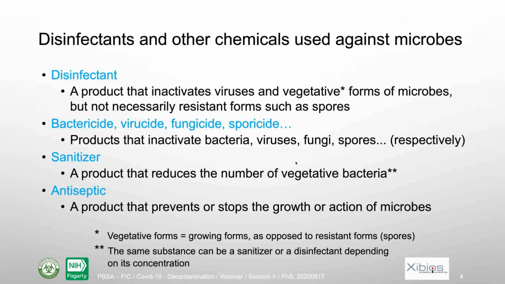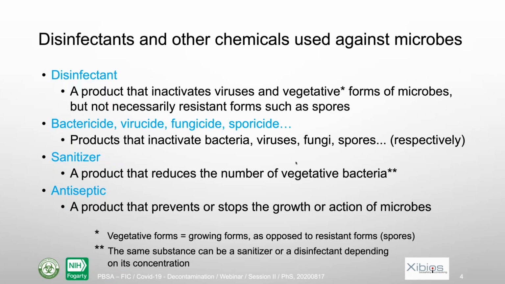So chemical decontamination, I will start again with some definitions that will remind you more or less of the ones we gave during the first session. The first product we want to define is disinfectant. That's a product that inactivates or kills the virus and vegetative forms of microbes. That means everything except spores. So that's a category of product. And then there are also other names that we use, like bactericide, virucide, fungicide, sporicide. And those products are able to inactivate, respectively, bacteria, virus, fungi, and spores.